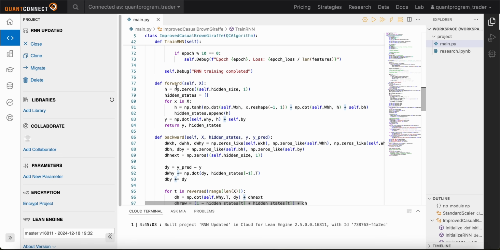And then here is the forward propagation. We've got the hidden states here. It's an empty array, and then we append the hidden states. We add up the hidden states. And we can see here we have actually put in the weights and also the biases. And we are going to return y and also the hidden states as well.